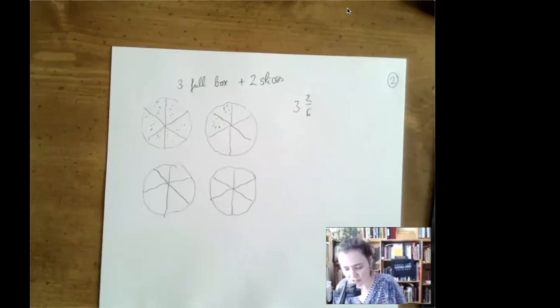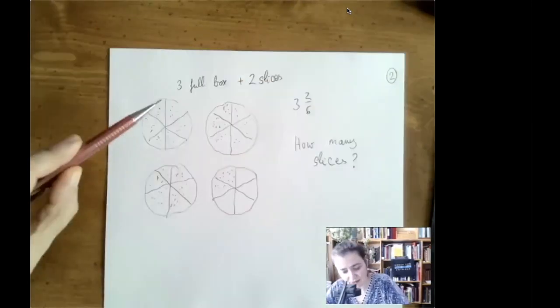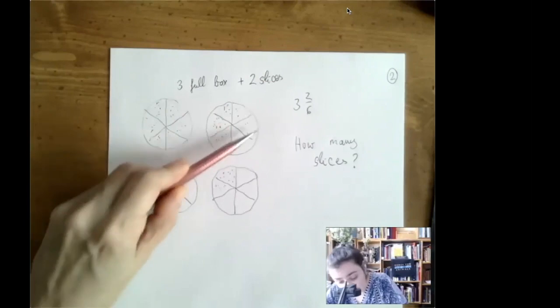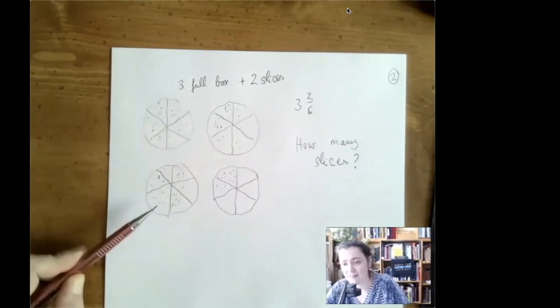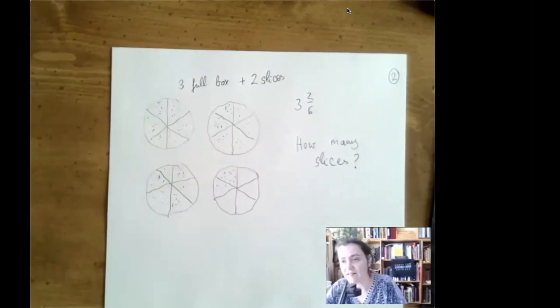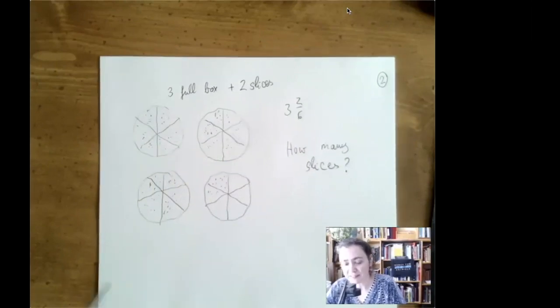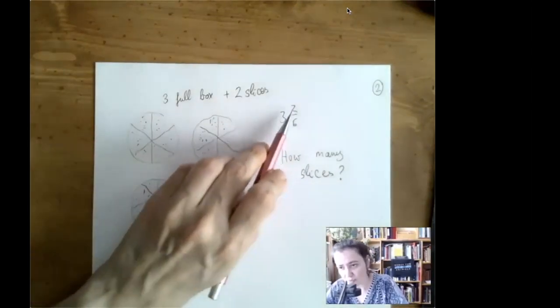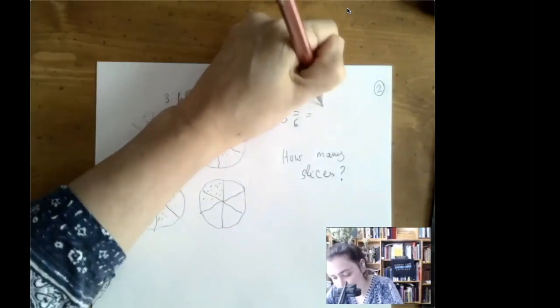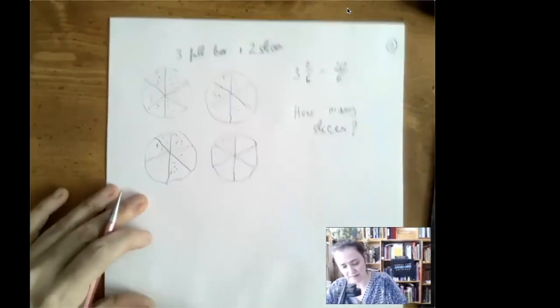You're sitting at the register. How many slices? 1, 2, 3. Oh, this is 6. This is another 6. This is another 6. That's 3 times 6, that's 18. And then there are 2. So what this means is that 3 full boxes plus 2 slices is the same as 20 slices. Okay, let's do one more.